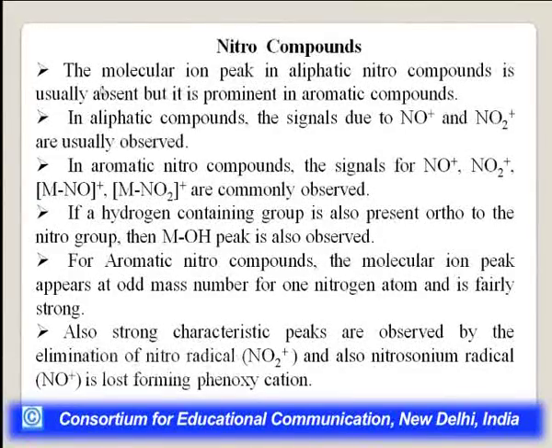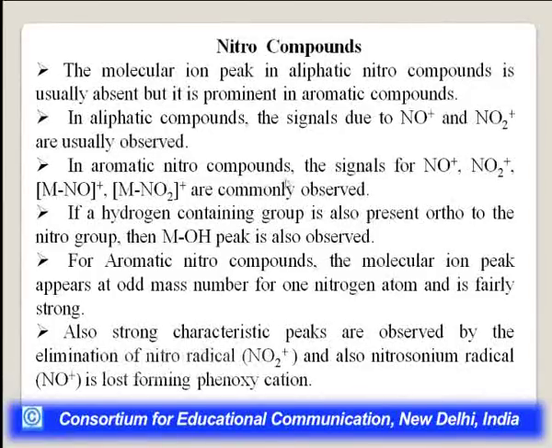Now, nitro compounds. The molecular ion peak in aliphatic nitro compounds is usually absent. So you have to see in which compounds the molecular ion will be absent. It will immediately give you the idea that a particular compound cannot be there. But it is prominent in aromatic compounds. In aliphatic compounds, the signals due to NO+ and NO2+, the nitrosonium ion and nitronium ion, are usually observed.